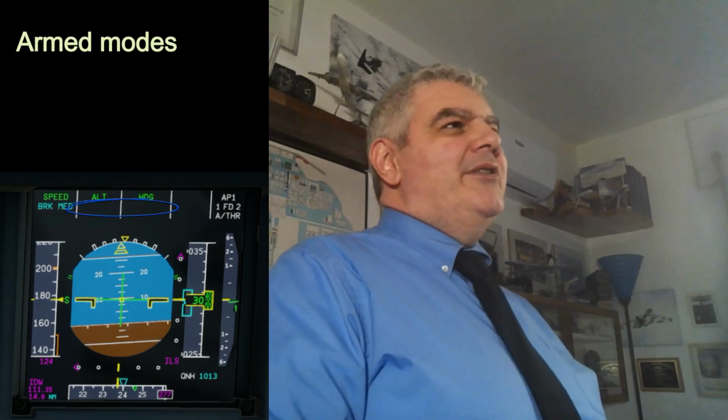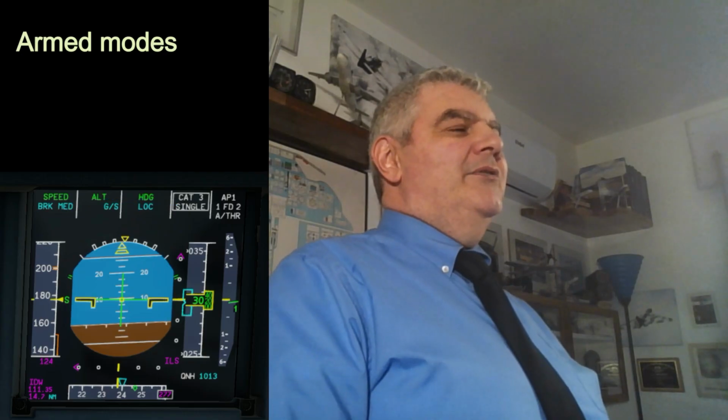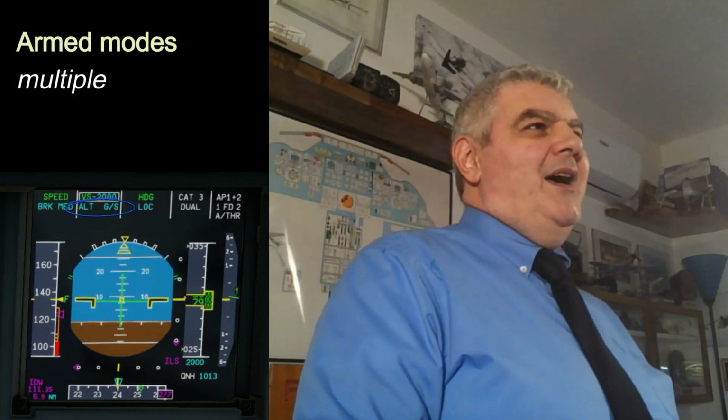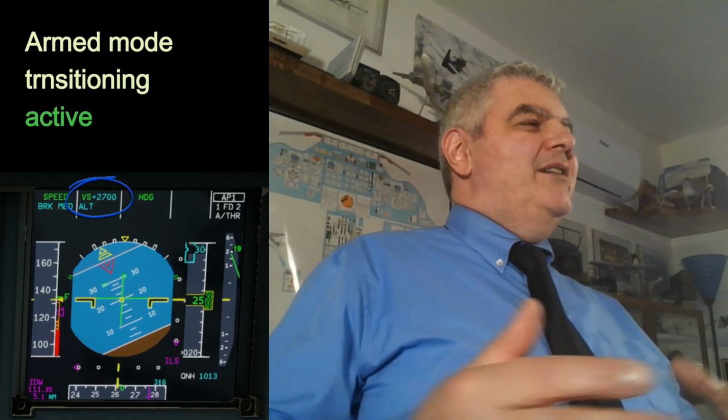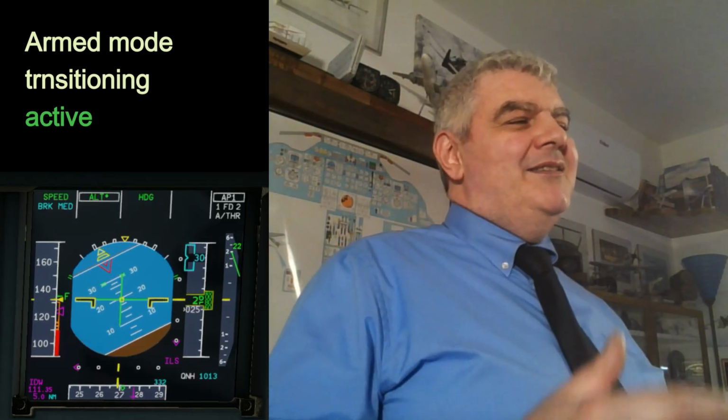But the mode will not have any effect on the flight, will not control the autopilot until the mode becomes active. When a mode becomes active, then the active mode is deselected, and the armed mode, which is now active, will control the aircraft. So this is the case, for example, of the altitude. When an altitude is armed, and you reach the selected altitude, the selected mode will disappear, and the green altitude holding function will activate.